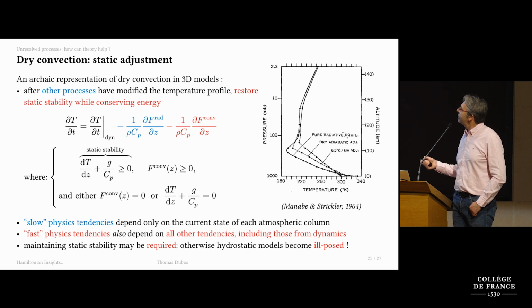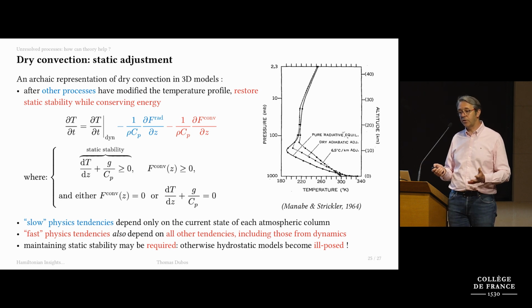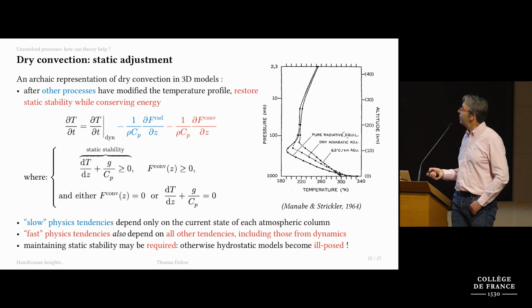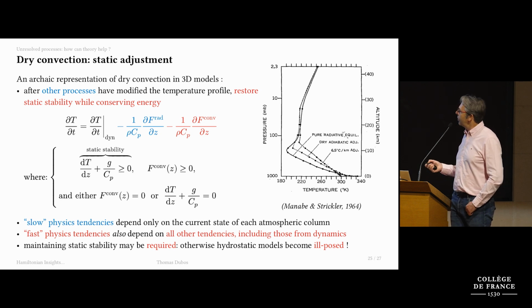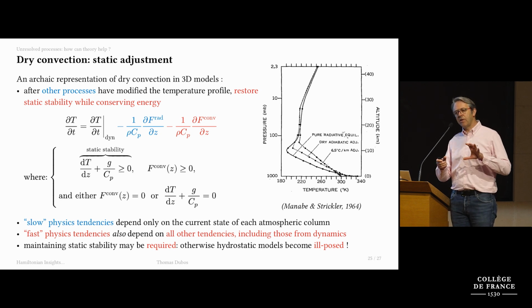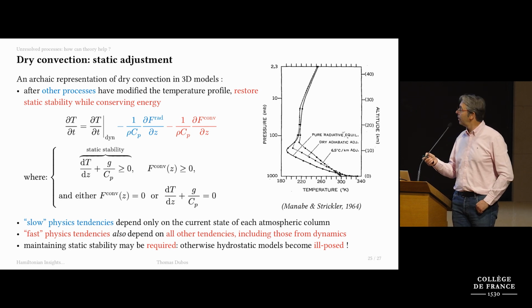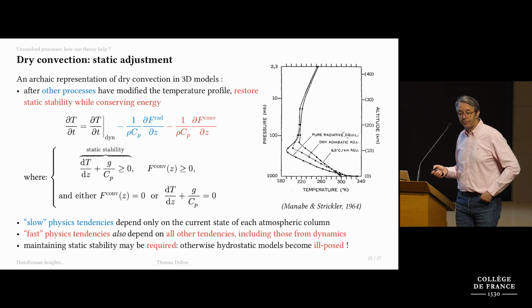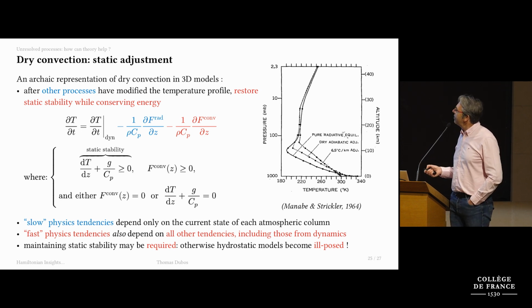So in ancient climate models, they had this way of doing it. You would compute the time derivatives due to dynamics and other processes like radiation. And maybe radiation or maybe dynamics would warm up the lower layers too much, so that would violate that criterion. So what you would do is look at the column and move heat upwards until the criterion is verified again. If you try to write this as an evolution equation, what you get is something like this.